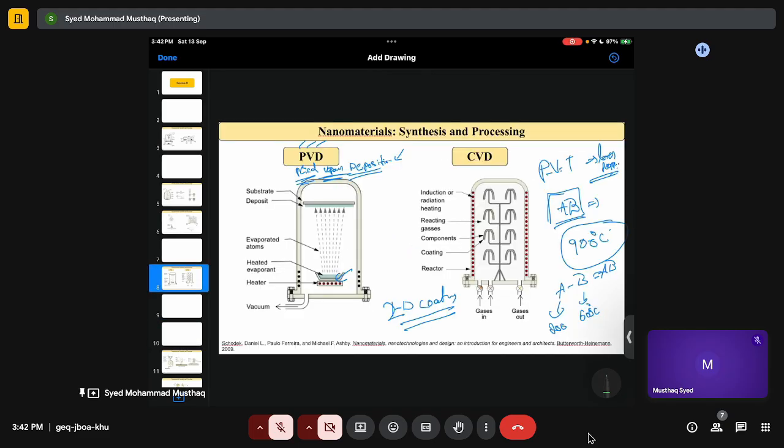We have completed PVD and CVD, and I have explained the major differences. So in CVD, you can do your experiments even at lower temperatures. When compared to PVD, PVD is basically taking the physical properties into account, but in chemical vapor deposition, you take the chemical properties of molecules.